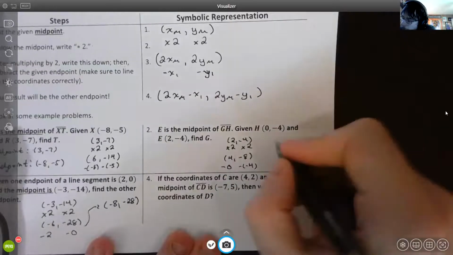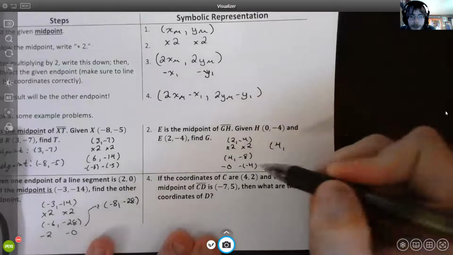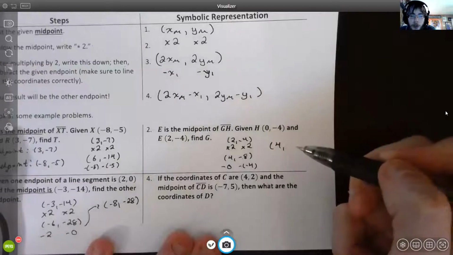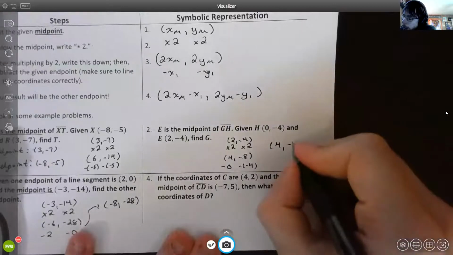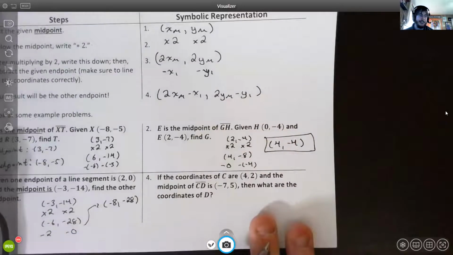So 4 minus 0 just gives you 4. -8 minus -4 becomes -8 plus 4. And -8 plus 4 is -4. So that is what G is.